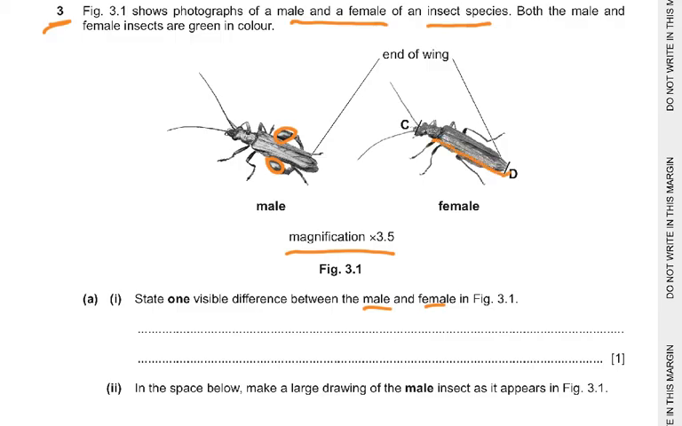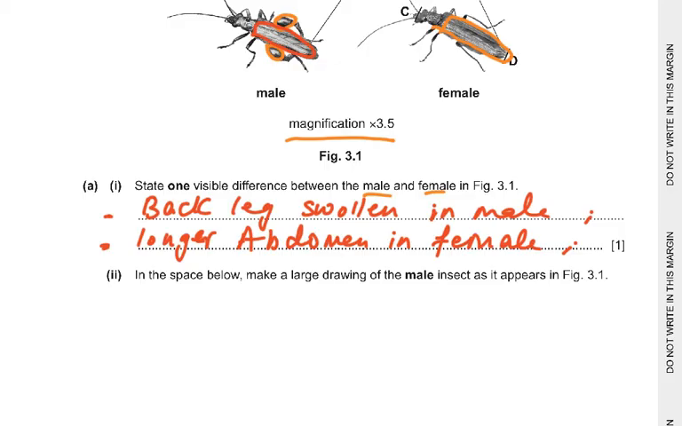You can see this is a longer abdomen, while here in the male we have a wider one. So a wider or a longer abdomen in the female. So back leg swollen in the male, longer abdomen in the female, but you have to write only one of these to get the one mark. There are two different marking scheme points.